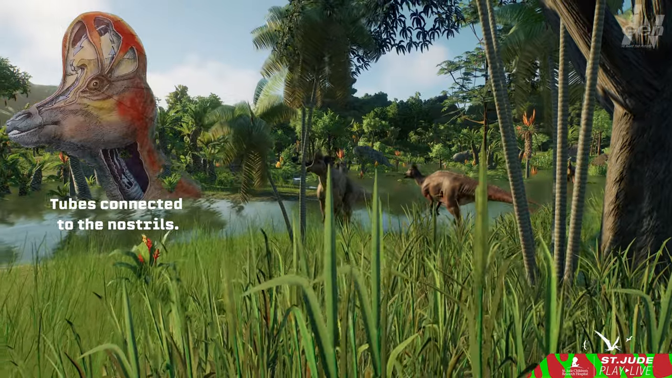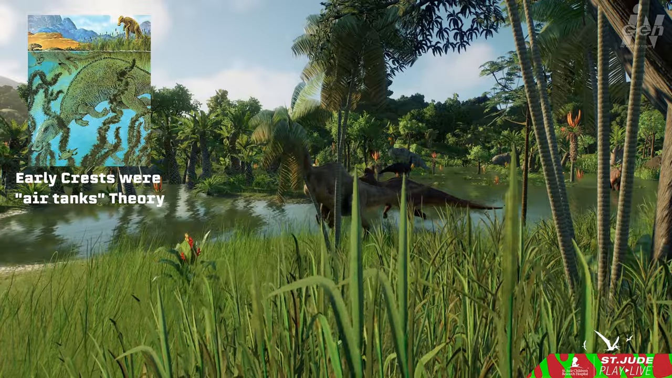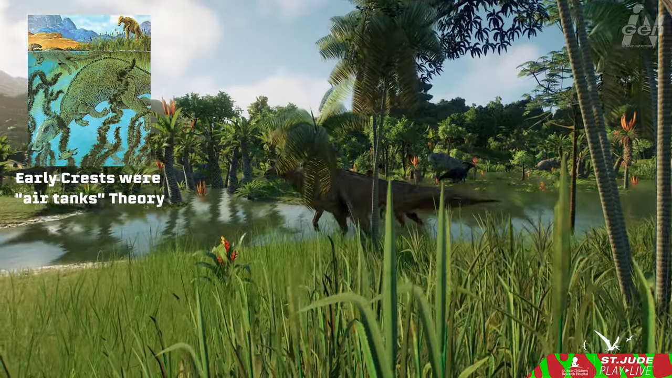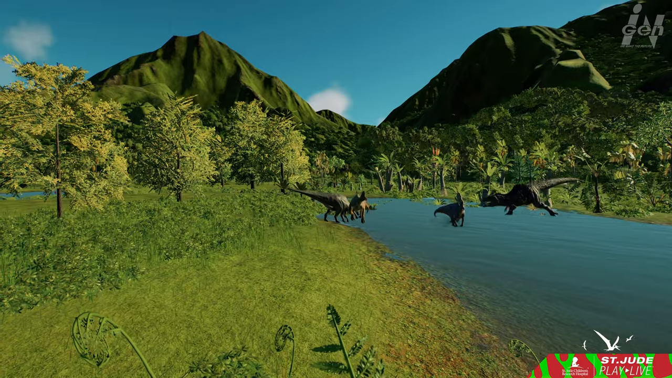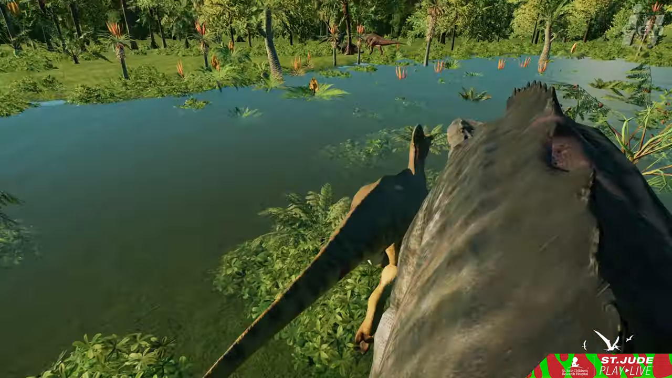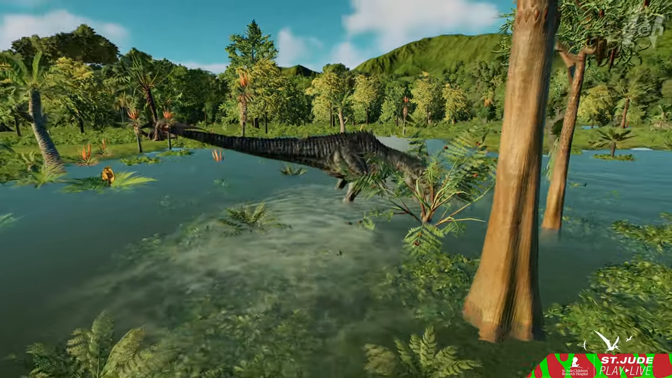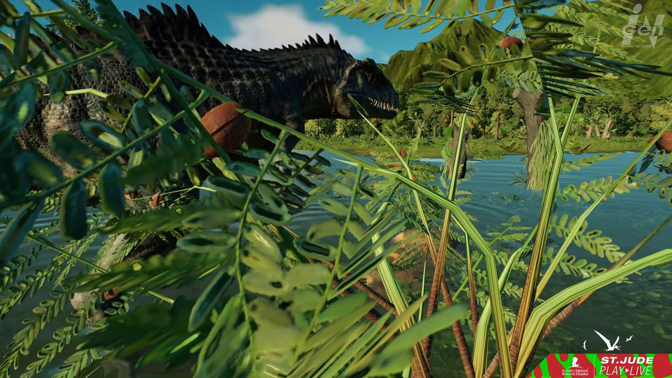All Lambeosaurinae species had different crests, and it was once thought that the crests were air tanks. But this theory was dismissed when it was realized that dinosaurs were not aquatic. It has also been proposed that the crests were lined with nasal tissue to help provide a sensitive sense of smell. But the most popular theory is that they were used to make loud, low-pitched cries like a wind or brass instrument, such as a trombone.